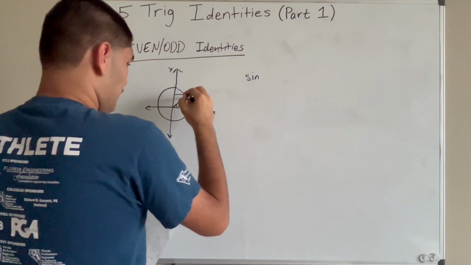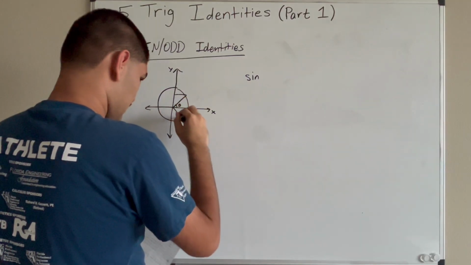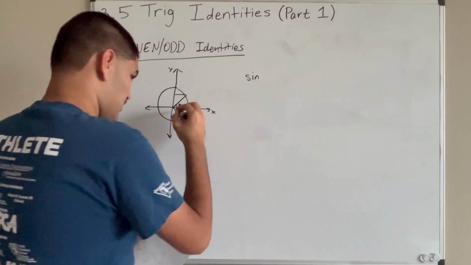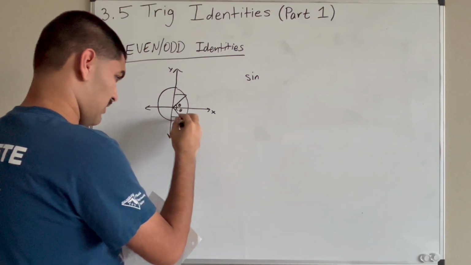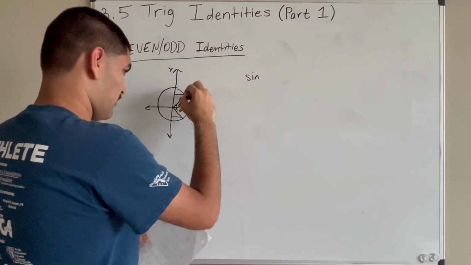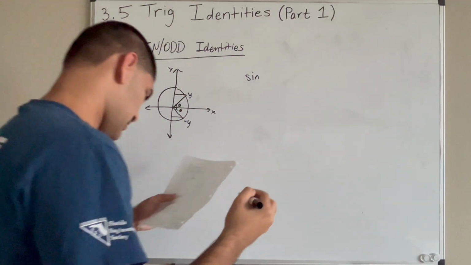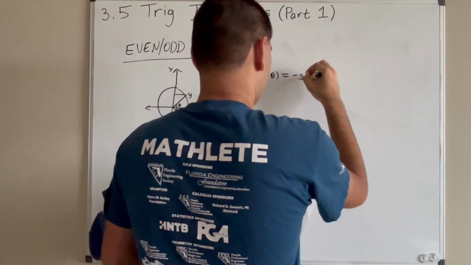And then if we flip this over the x-axis, you negate the angle, so this is negative theta, and you also negate the y value. So if this was some y, this would be negative y, right? So essentially, we have that sine of negative theta is equal to negative sine theta.